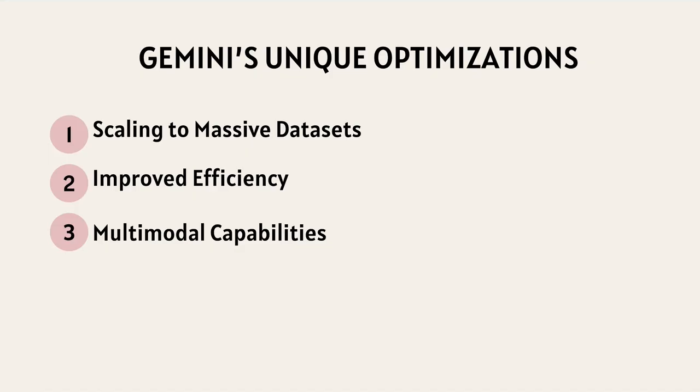Multimodal capabilities. Gemini is being extended to handle not just text but also other modalities like images and audio, allowing it to perform even more complex real-world tasks. Thus, the transformer architecture has revolutionized the field of natural language processing, and Google Gemini stands out as a prime example of its power and potential.